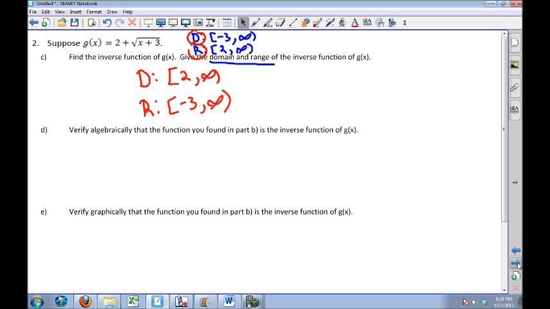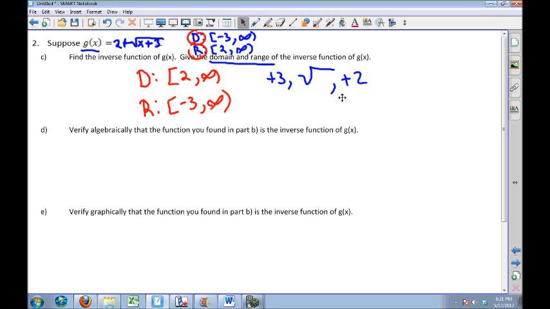Once I have that, I can go ahead and find the value of my inverse function. I'm going to do this informally. Since my original function here, I take the value x, I first add 3. So my first operation is adding 3. Then I take the square root. Then I add 2.